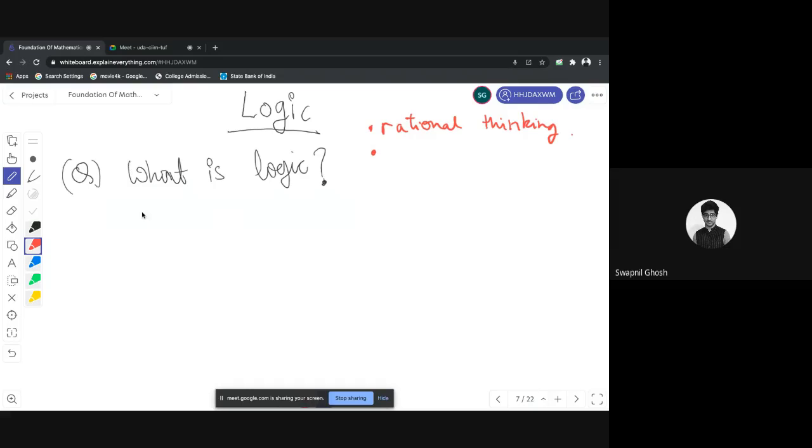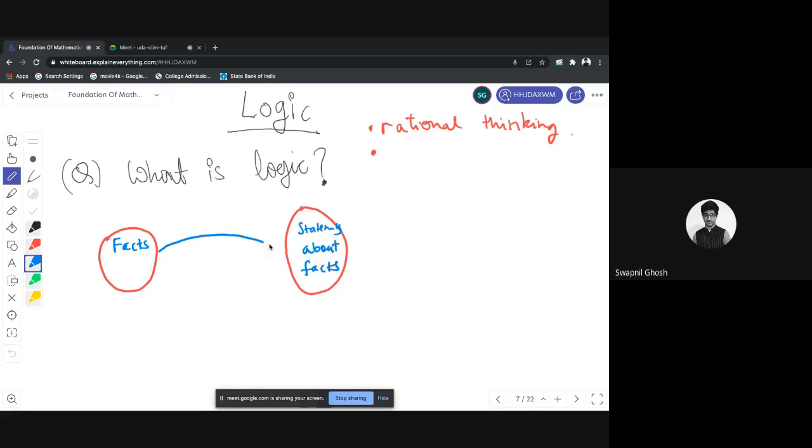In its most crude form, I'll show what I mean by logic by a picture. Over here we have certain facts. Over here we have some statements about facts. What logic is, in a generalized sense, is how we go from this set to this set. This journey is logic in some sense. For example, in mathematics, when you're doing a proof and you go from one line to the next line, the thing in between is logic in some sense.